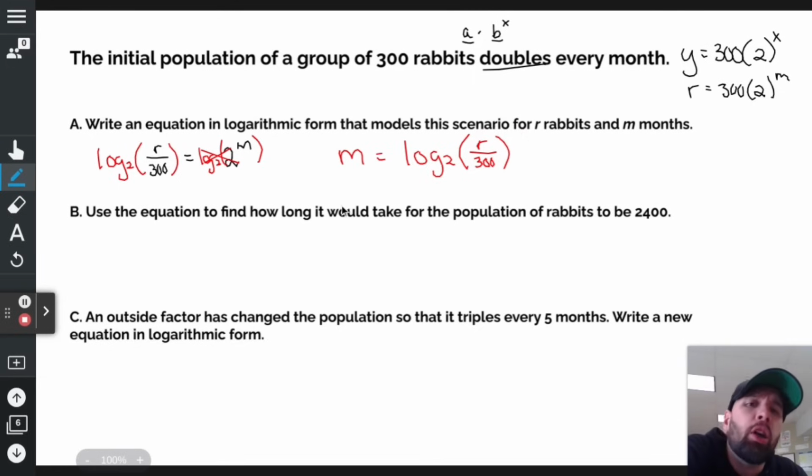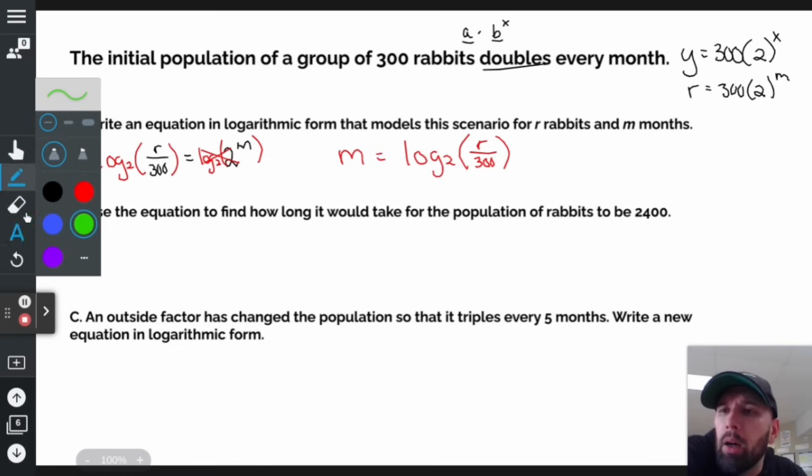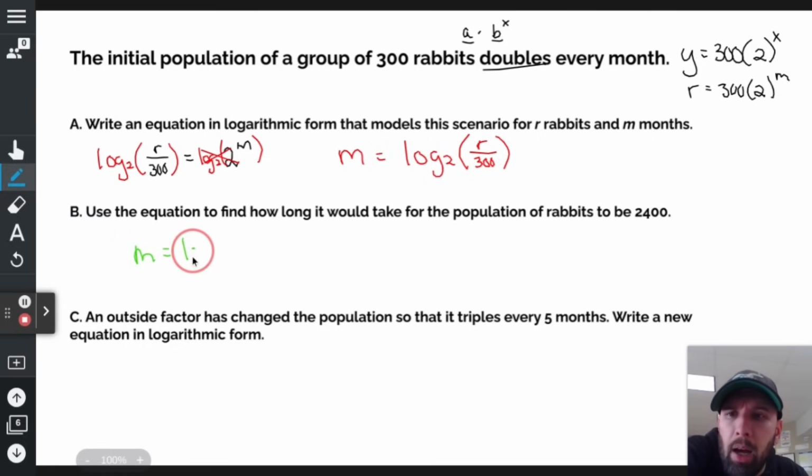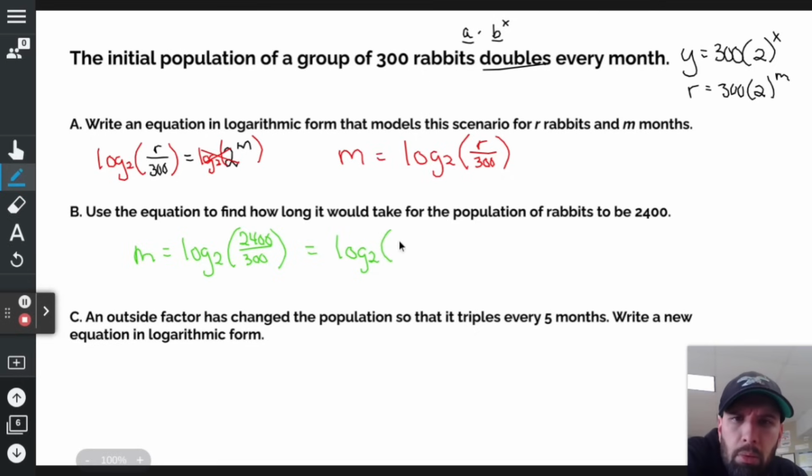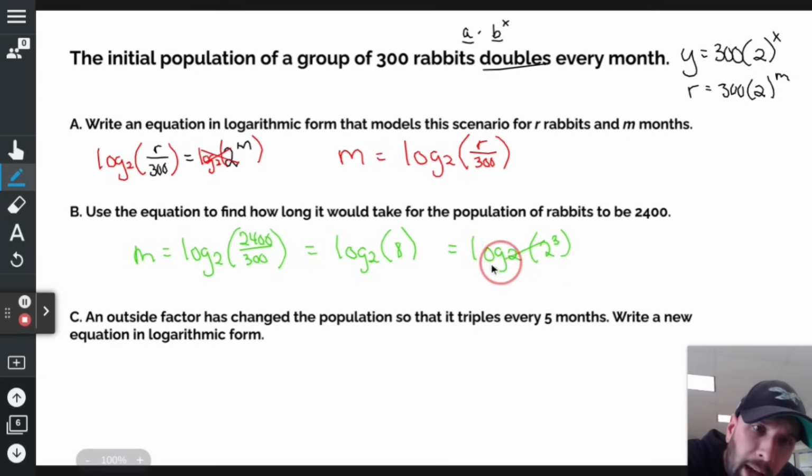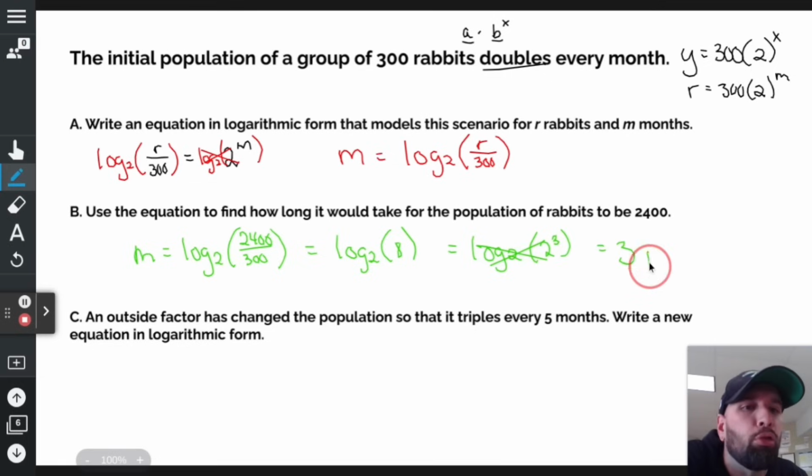Use the equation to find how long it would take for the population of rabbits to be 2,400. Okay, I can do this. m equals log base 2 of 2,400 over 300. Wait a minute, 2,400 over 300? Well, that's just 8, isn't it? So log base 2 of 8. I wish I had a calculator, but 8 is 2 to the third power. So I can write this out as log base 2 of 2 to the third power, and that allows these to cancel out, giving me just 3. The answer is 3 months.